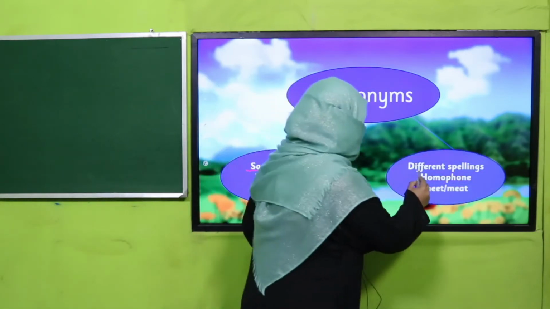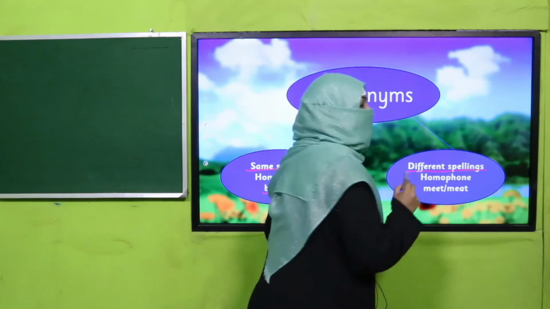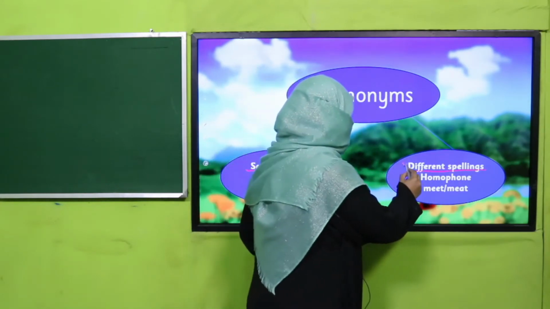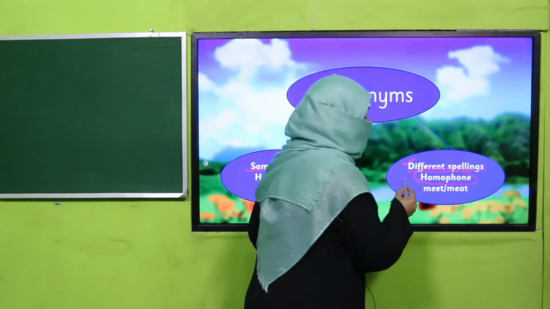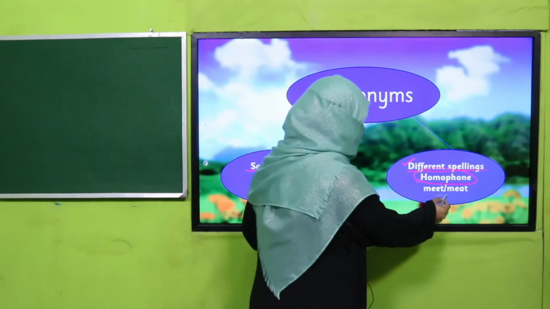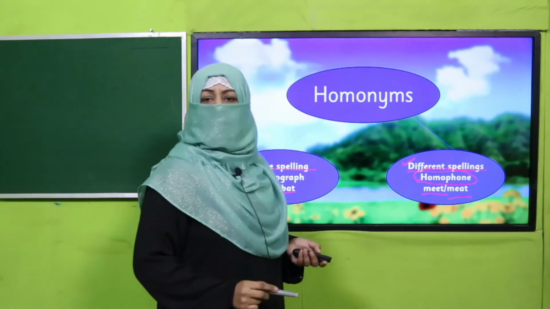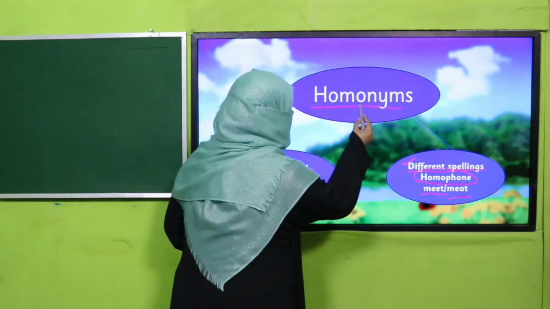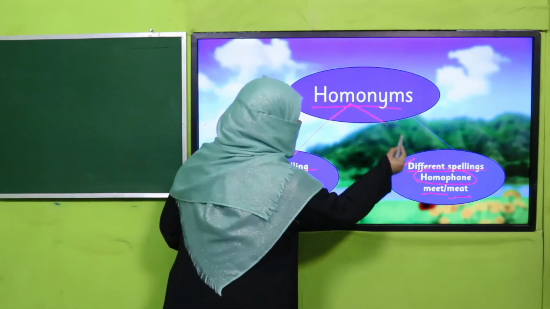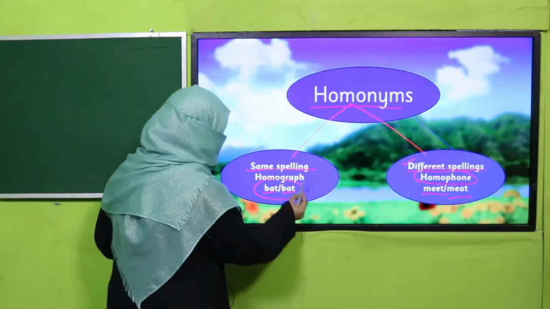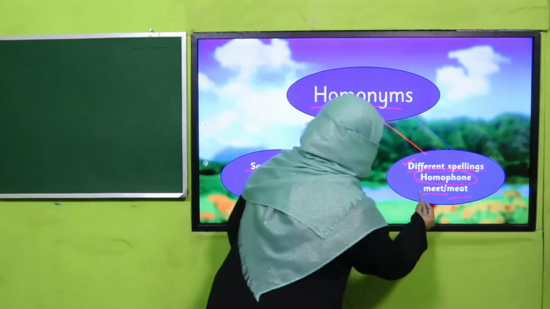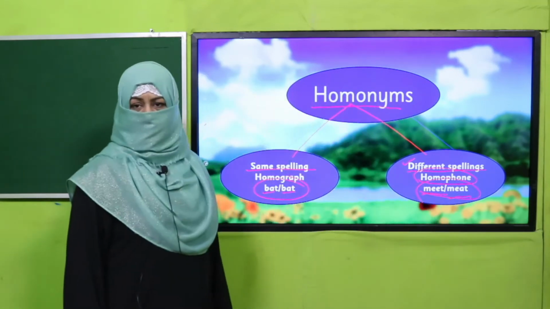And the second is they can have different spellings. When they have different spellings, they are called homophones, the way I just told you. Its example is meat and meet. So homonyms basically can be divided into homographs and homophones. They can have the same spellings but different words, or different spellings and different words, right?